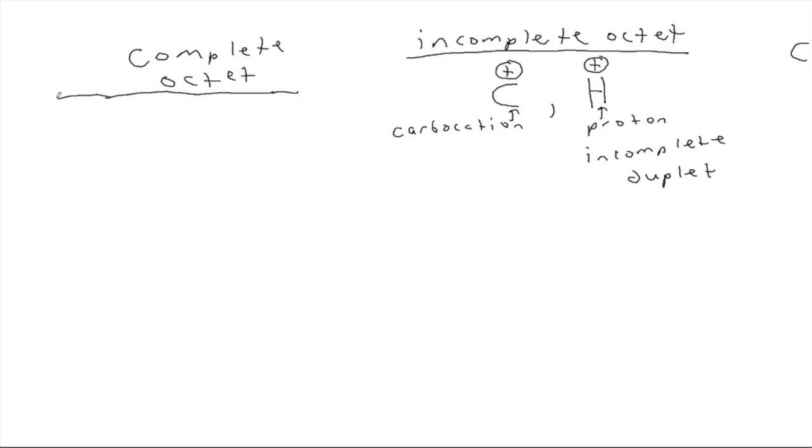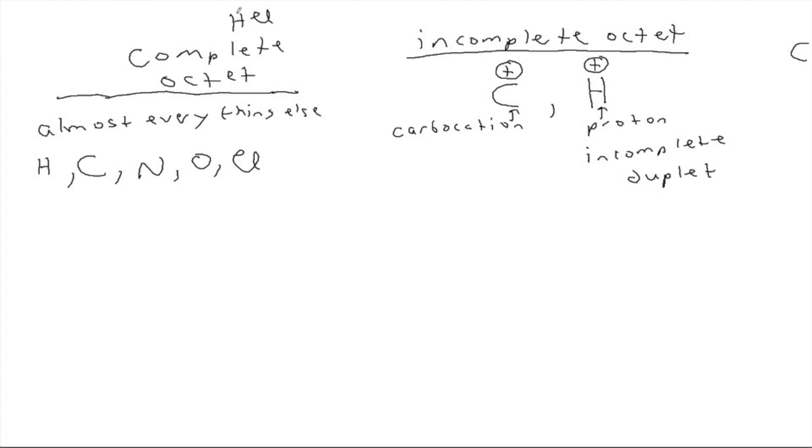Okay, good. So who goes in this column? Who are the atoms with complete octets? Well, almost everything else. So let's say we have a neutral carbon. Is that complete octet or incomplete? Complete. How about a neutral nitrogen? It's also complete. How about a neutral oxygen? Also complete. We said pretty much everything else is complete. A halogen would be complete. How about a neutral hydrogen? Also complete. It has a complete doublet.